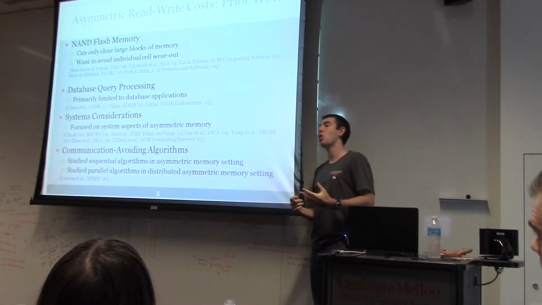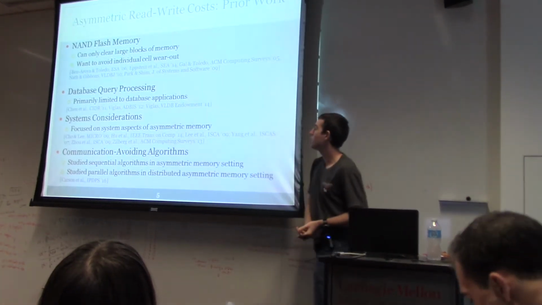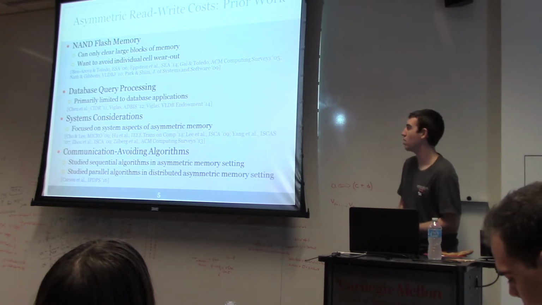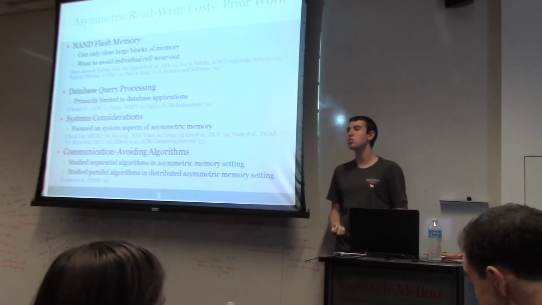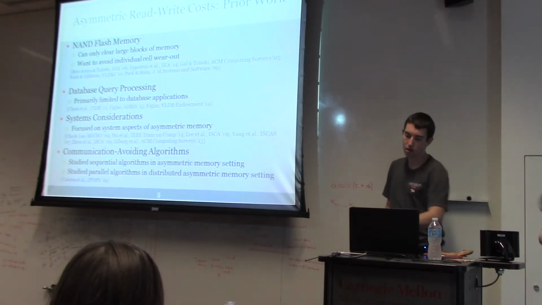And then in addition to our work, there's been a few papers out of, let's see, I think it's UC Berkeley, it might be Stanford, I always get those two mixed up, where they talk about communication avoiding algorithms in distributed systems, and they model read-write asymmetry in that distributed system.